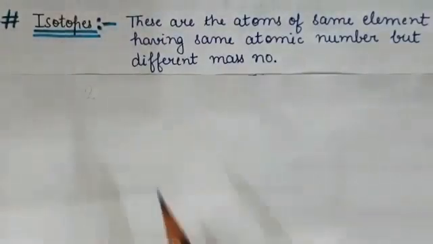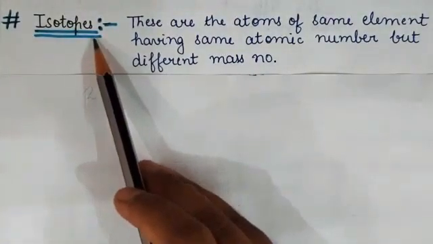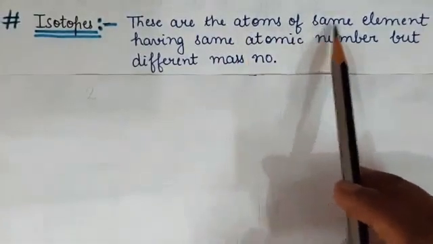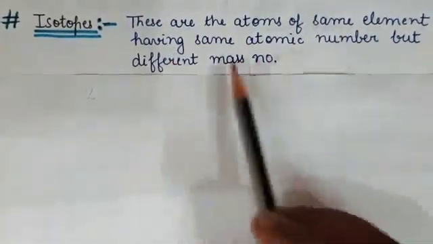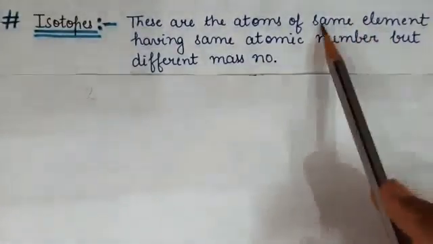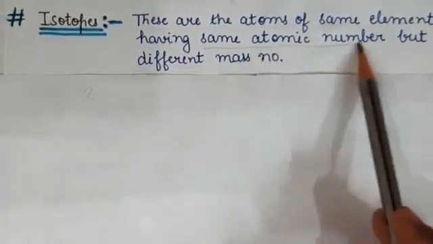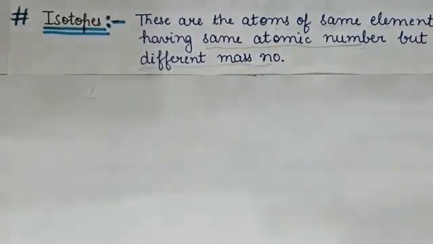Your next topic is isotopes. What do you mean by isotope? Isotopes are the atoms of the same element having the same atomic number but different mass number. If the elements are the same, it is obvious that atomic number will also be the same, but the mass number will be different. That is isotope.